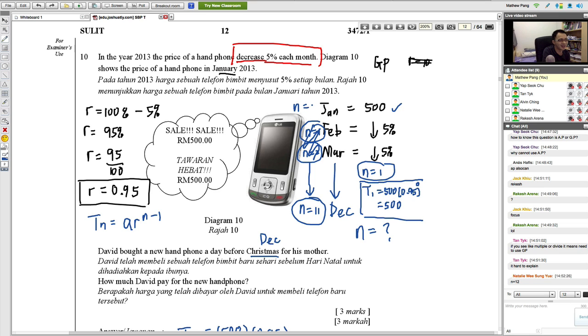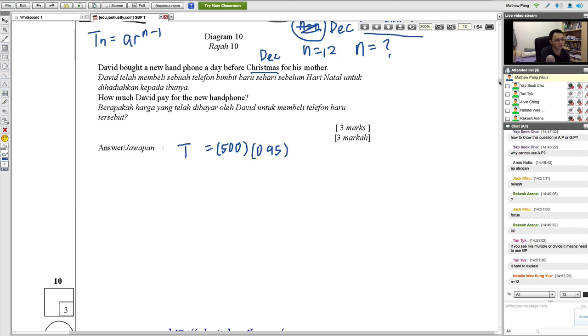Then I will call January n equals to 1. Then it's very simple. December n will equals to 12. Yes, because just now I thought when n equals to 1, he already start to minus 5%. No, actually when n equals to 1, it will still remain 500. So this is the reason why we can call January n equals to 1. So in this case, I will need to find t12. That is very easy. So this is 12 minus 1, which is 11. Then I will get 500 multiple 0.95 power of 11. And which is you will get the price is 284.4.